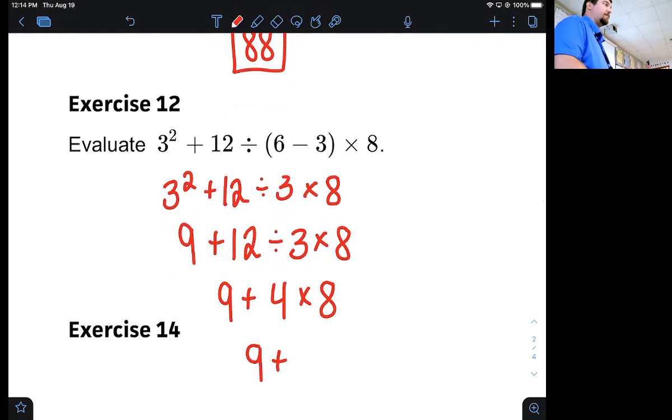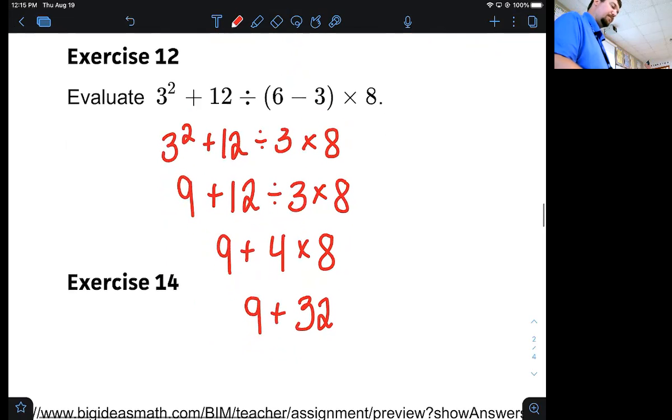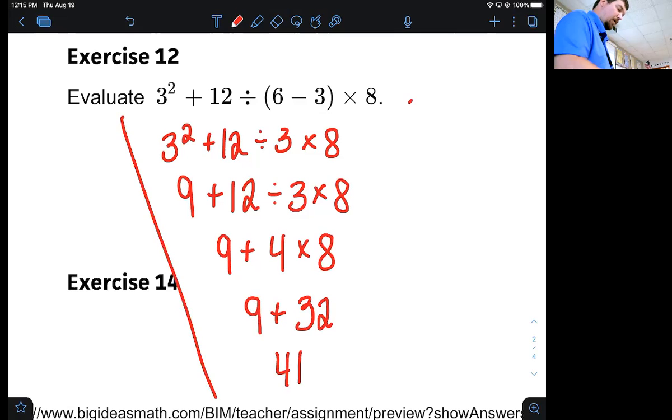Yep, 4 times 8. 32. Okay. And then our last step here is going to be the addition. So Joe, what about 9 plus 32? 41. And we funneled all that all the way down.